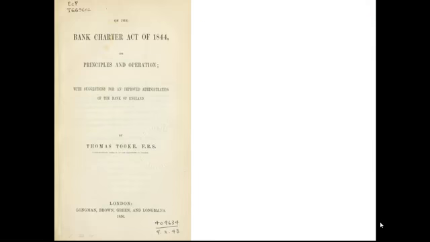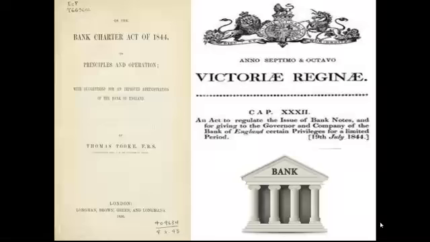Aware of this cycle and the destabilising role played by private banks, the Conservative government of Sir Robert Peel passed the Bank Charter Act in 1844, which forbade banks from issuing their own banknotes. Crucially, however, the Act did not forbid banks from continuing to issue bank credit.